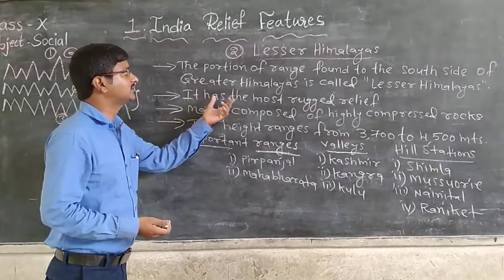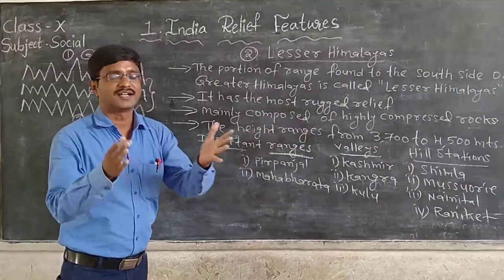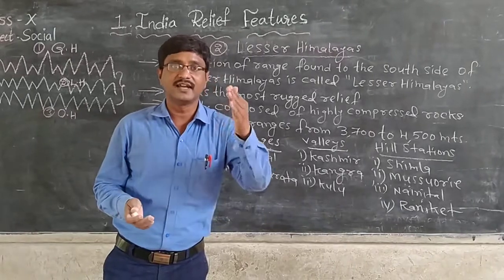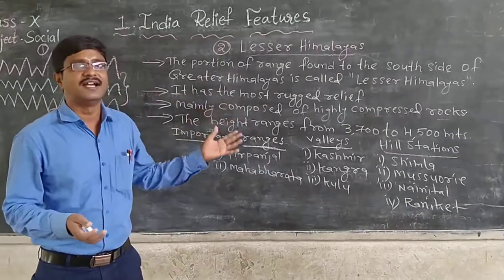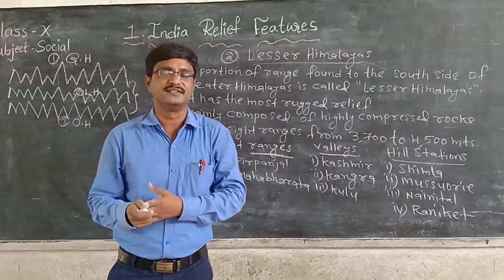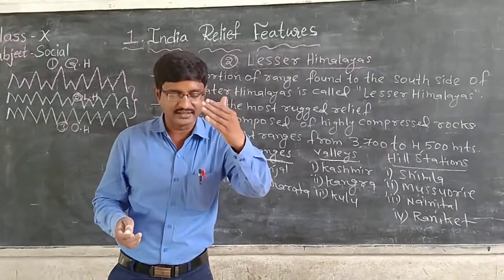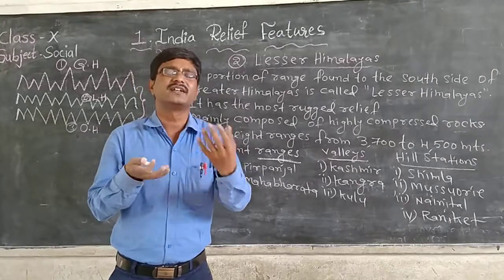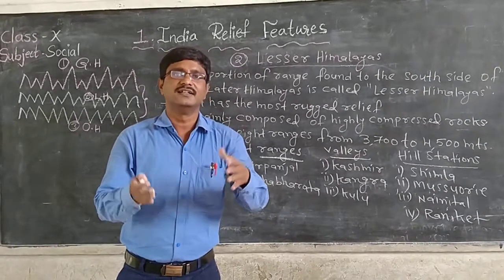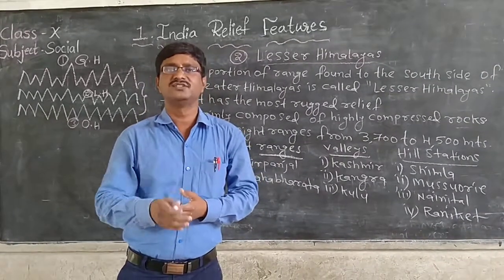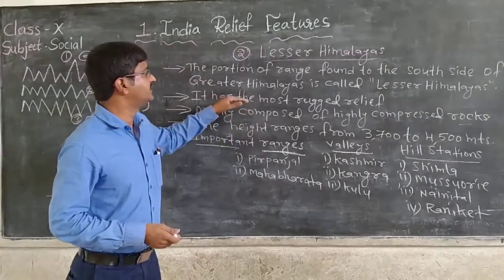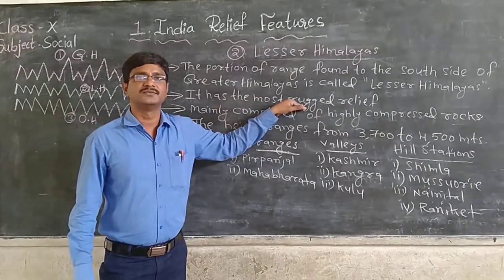So what are the characteristics of Lesser Himalayas? Lesser Himalayas have the most rugged relief. Most rugged relief means this region is entirely a broken and rocky region. The entire region is covered with different kinds of rocks, and it is uneven. It is not a plain region. Such a type of region is called rugged relief.